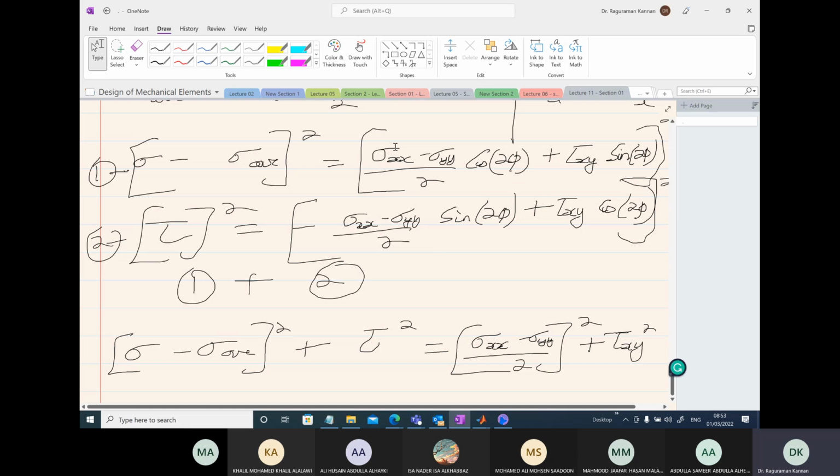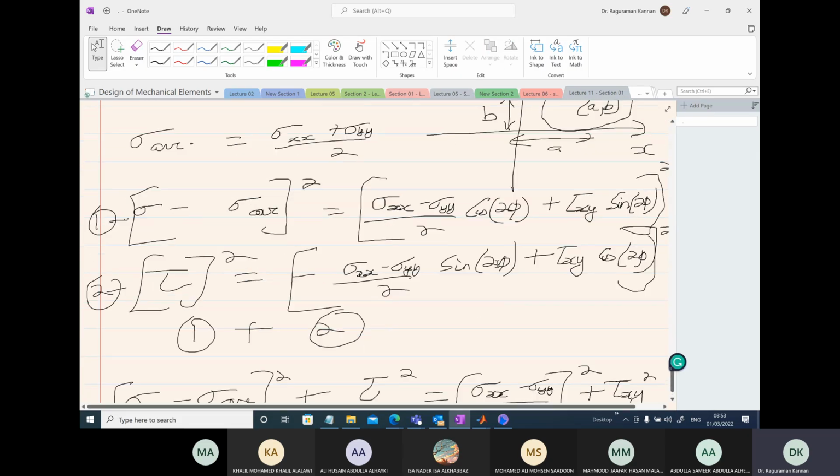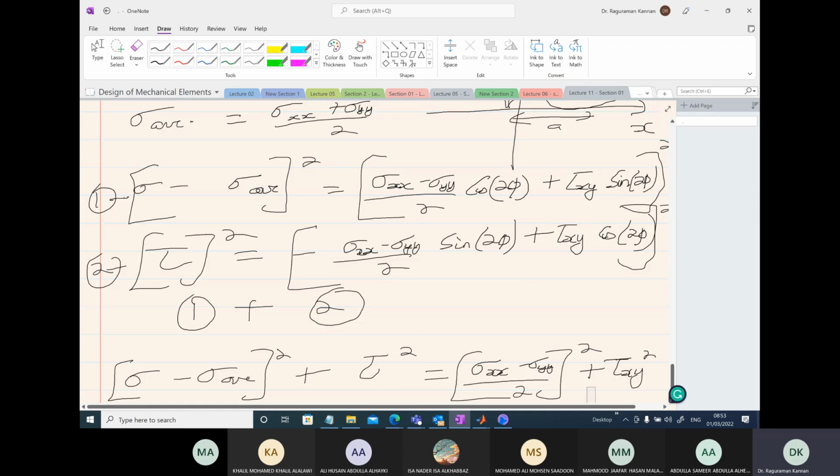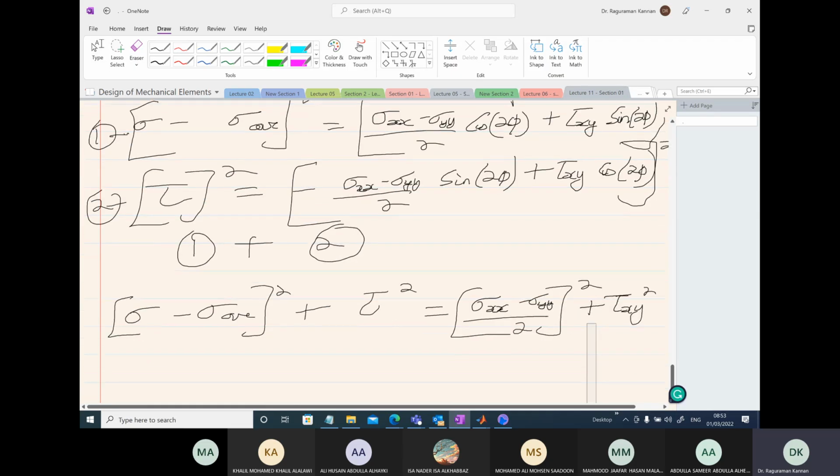And then we have the two times AB terms, plus 2 times A times B. Here we have negative times 2AB. These two terms cancel each other, and what we have is the result like this. Now compare this equation with the equation of the circle: x minus a square plus y minus b square is equal to r square. We have the same circle equation here.